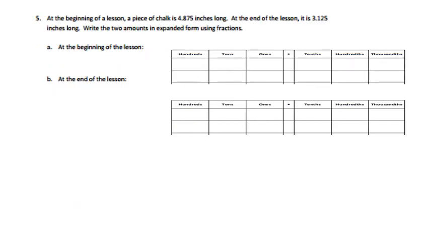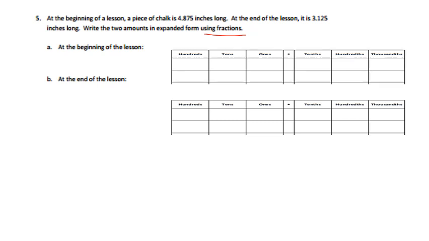Number 5. At the beginning of a lesson, a piece of chalk is 4 and 875 thousandths inches long. At the end of the lesson, it is 3 and 125 thousandths inches long. Write the two amounts in expanded form using fractions. Okay, remember it said using fractions, not decimals.